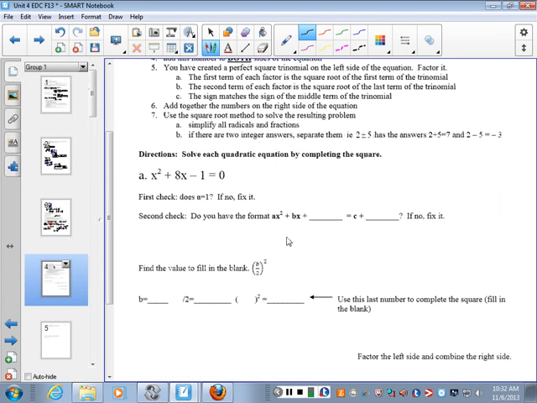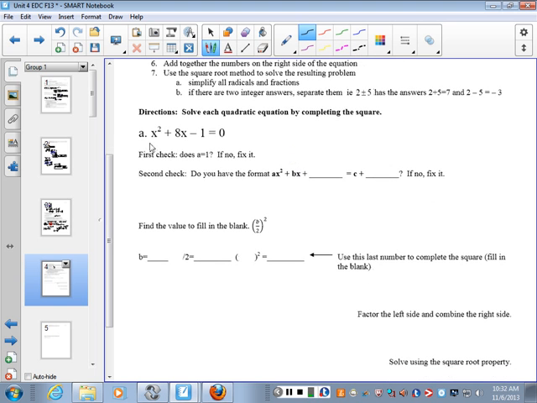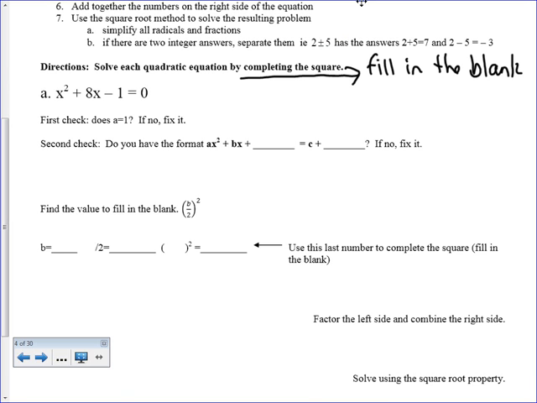So if I look at the first problem, it has the training wheels on, so we can see what's happening. The directions here: solve the quadratic equation by completing the square. When you see completing the square, think to yourself, fill in the blank. Completing the square is our filling in the blank, which was on your drill today, which we did on Monday. So my first problem is x squared plus 8x minus 1 equals 0.